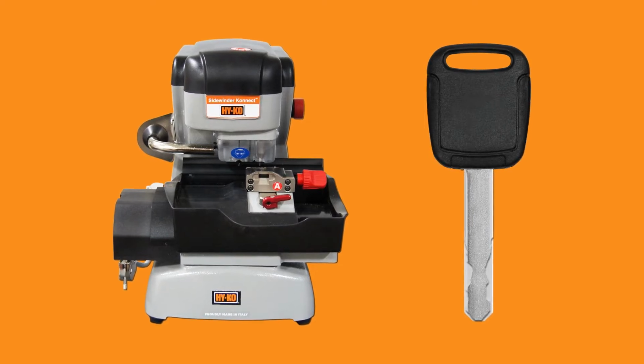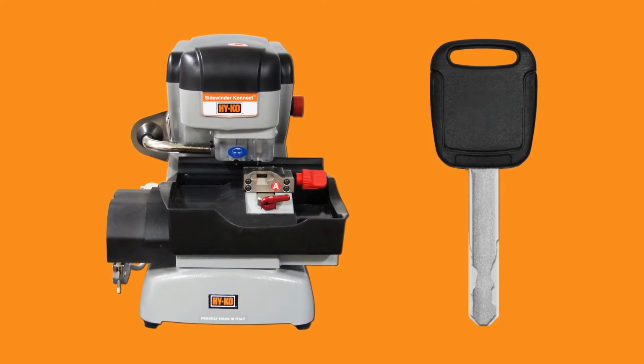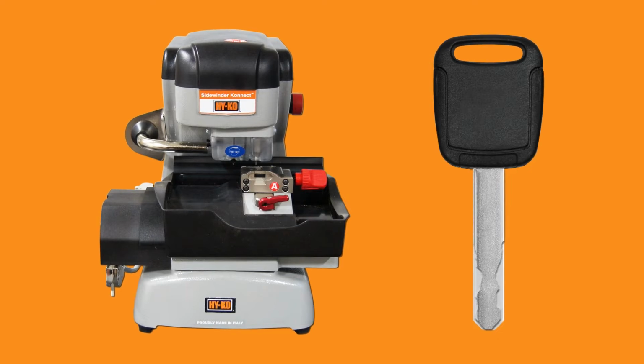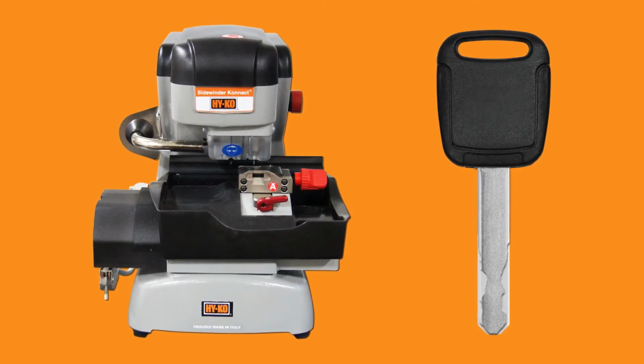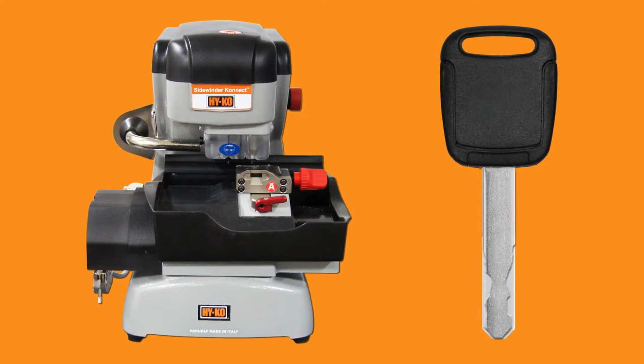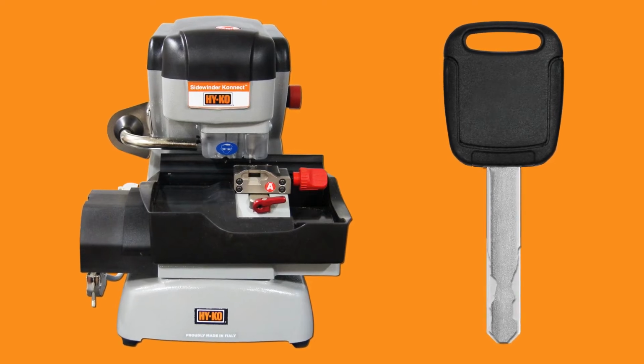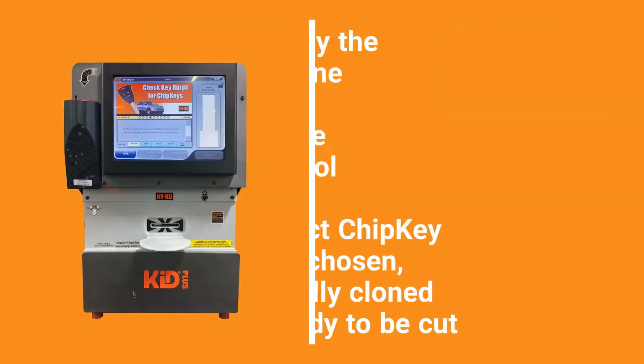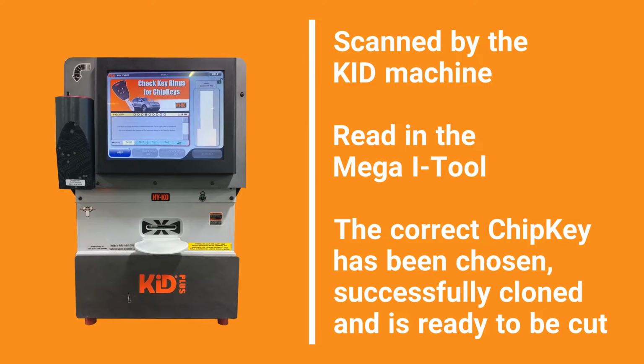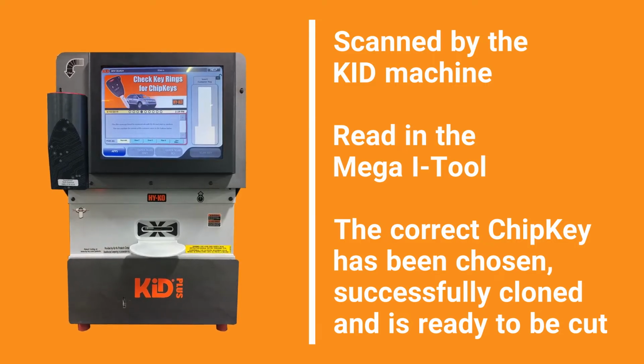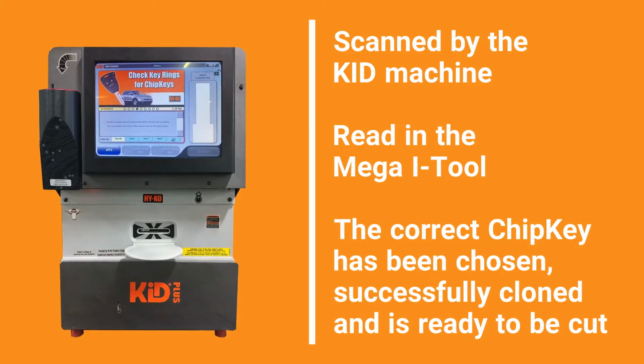Let's move on to duplicating a Sidewinder key. In this demonstration, the Sidewinder key being used will be another clonable chip key car key. The process of selecting a Sidewinder key is the same as the previous key demonstration. The customer's key has been scanned by the KID machine, read in the Mega Eye tool, the correct chip key has been chosen, successfully cloned, and is ready to be cut.